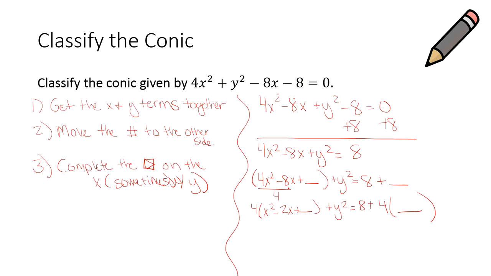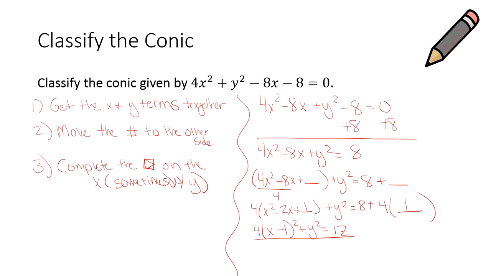So now I can figure out what my blank's going to be. Divide by 2, -1, square that, I'm going to get 1. So my blank is 1. Then this inside right here, I can rewrite as x minus 1 squared. And I still have this y squared equals 12 over there.